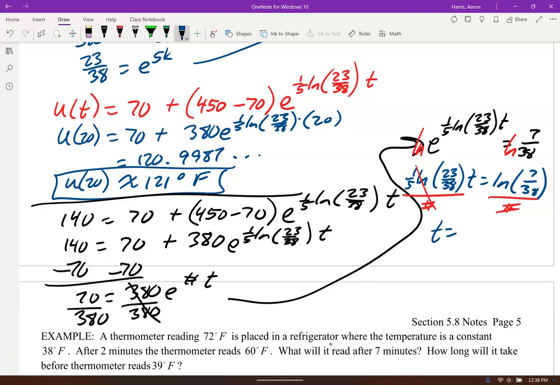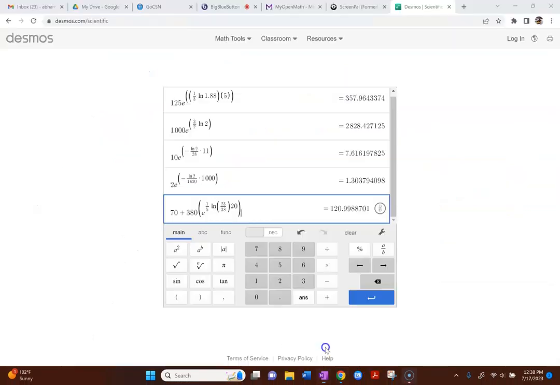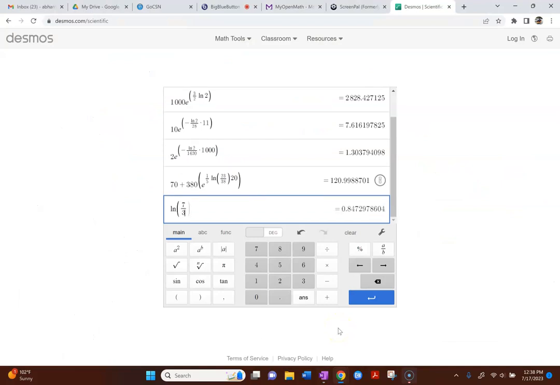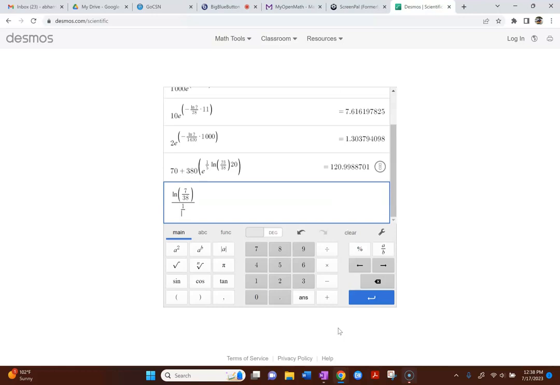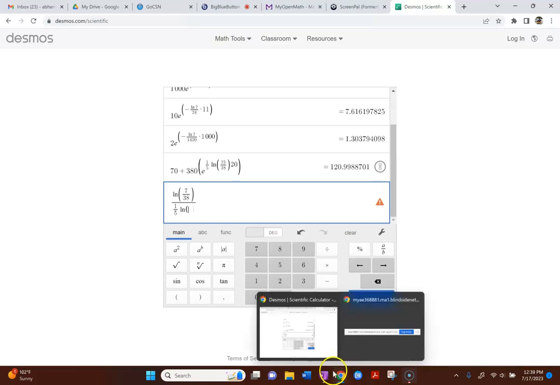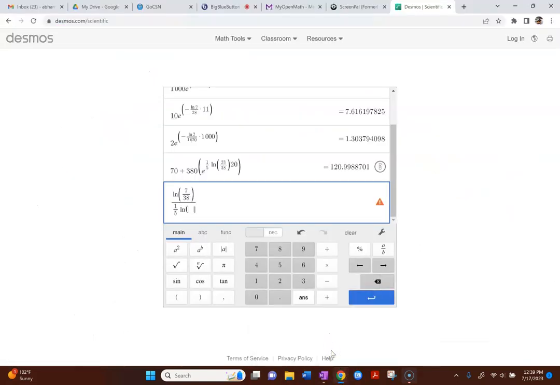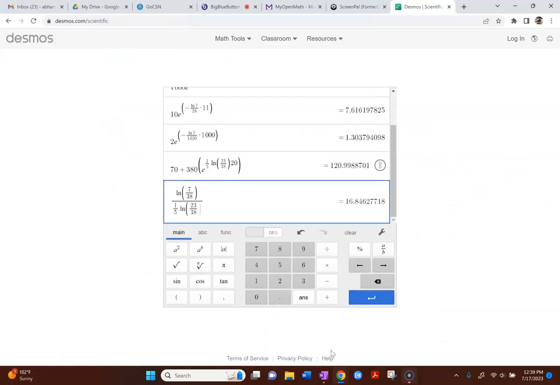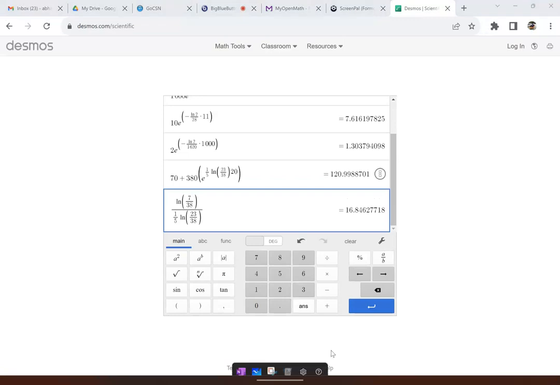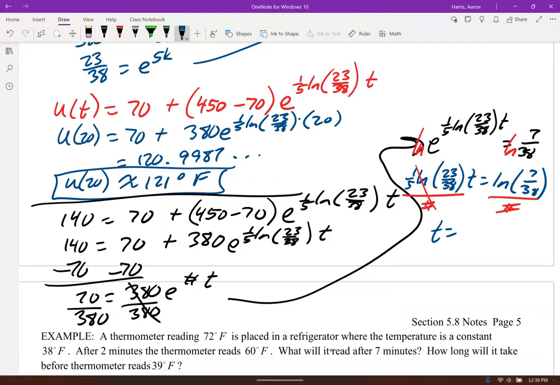And so t will end up being, let's punch that in: ln of 7/38 divided by 1/5 the ln of, can't remember now, what was that? 23 over 38. So it looks like 16.846 minutes. So about 17 minutes, right? Rounding to the nearest minute.